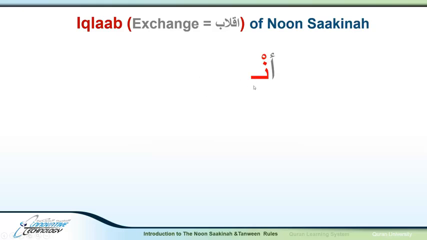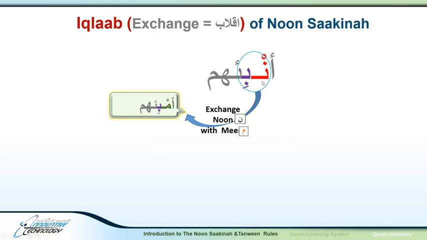If we take the word أنبياء, there is a Nun Sakinah followed by a Ba with Kasra within a single word. Now, if we look at the rule of Tajweed here, it should be pronounced ambiya. We're going to exchange the Nun with a Meem. Instead of saying anbiya, we say ambiya. And that exchange is basically what Iqlab is.